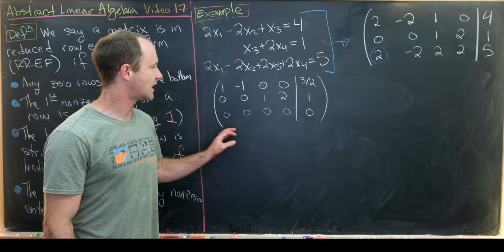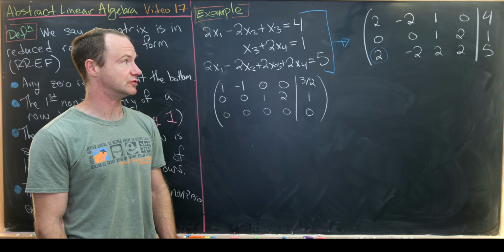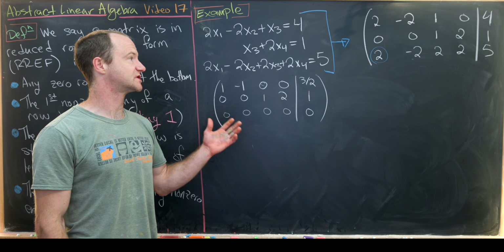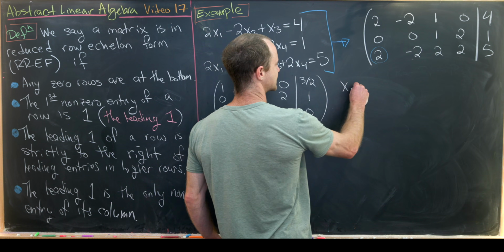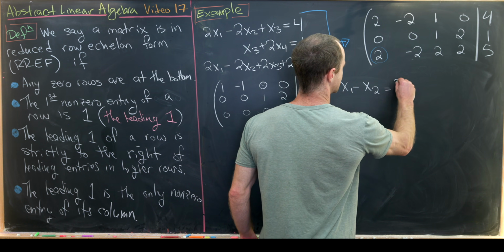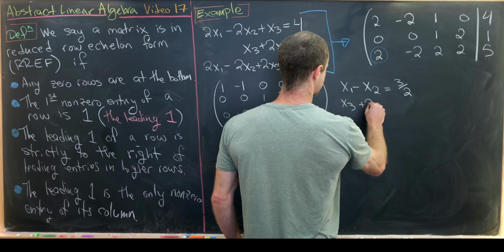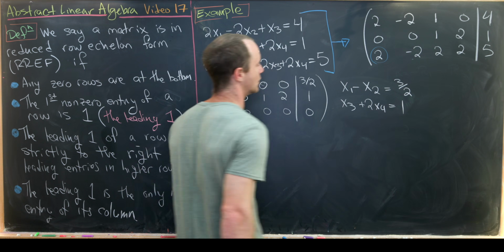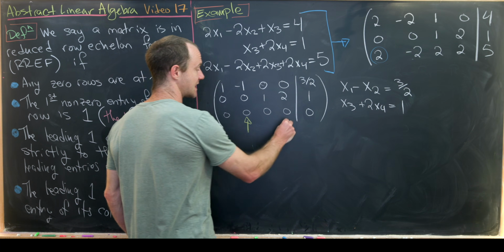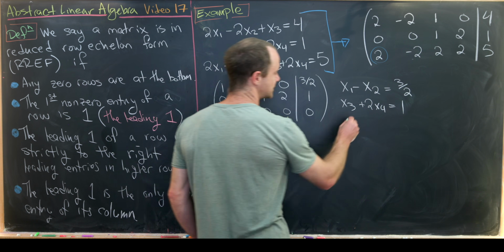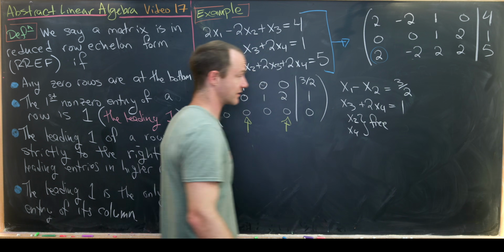So this is where we left off. I fixed a slight typo that was on the last board, but we got our augmented matrix into reduced row echelon form, so that's good. Now we can transform this back into a system of equations. Notice we have x1 minus x2 is equal to 3/2. And then we have x3 plus 2x4 is equal to 1. But then notice that there are no leading ones in the second or fourth column. So that means that x2 and x4 are both what we'll call free variables.